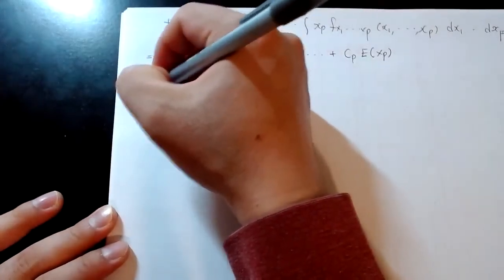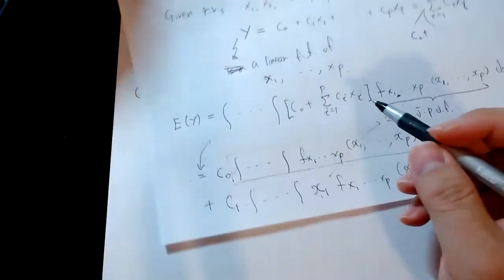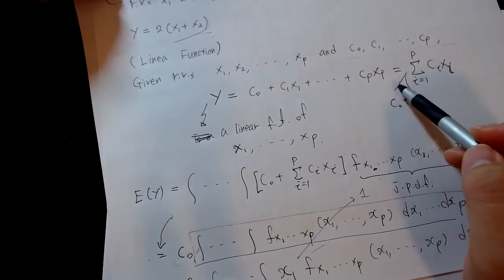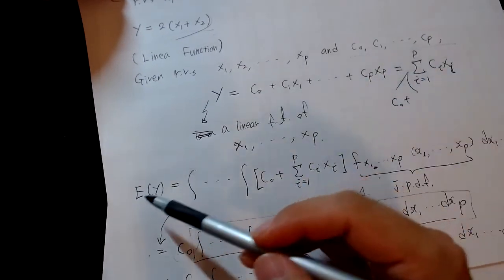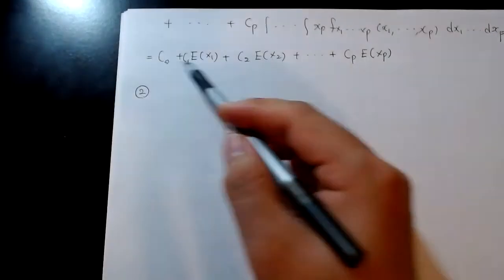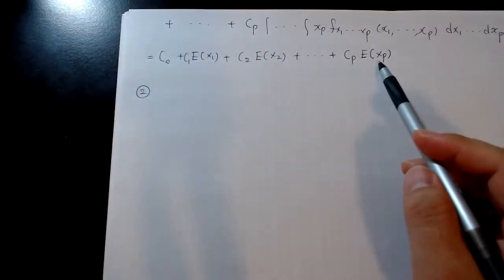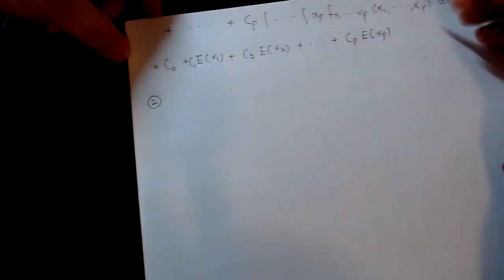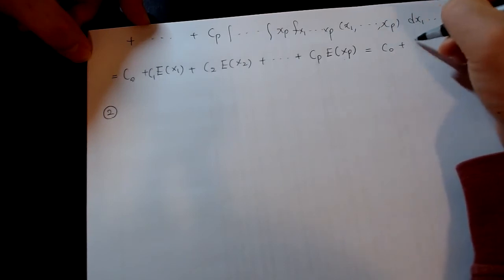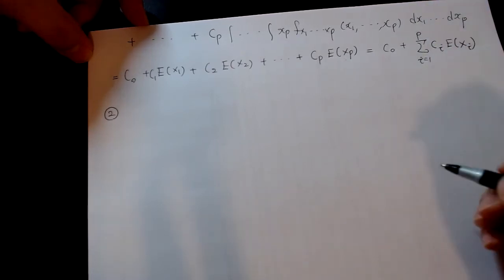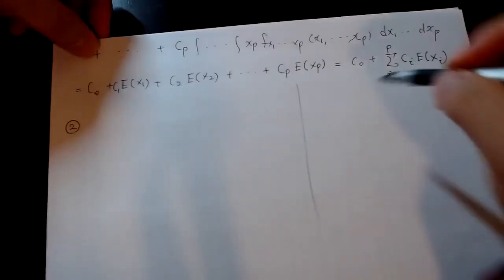So now you see that if a new random variable is defined as a linear combination of the given random variables, then the expected value of that new random variable is just a linear combination of the expected values of the given random variables. So this is equal to c0 plus sigma i goes 1 to p, ci times expected value of xi.